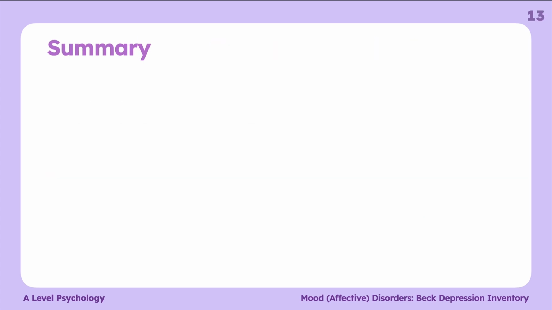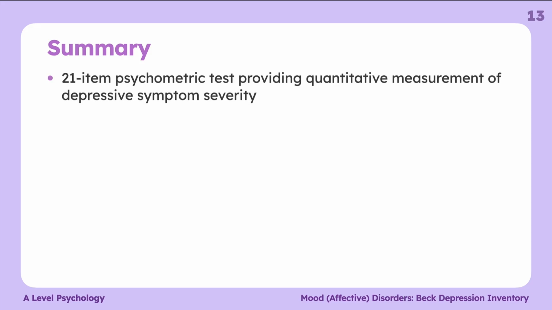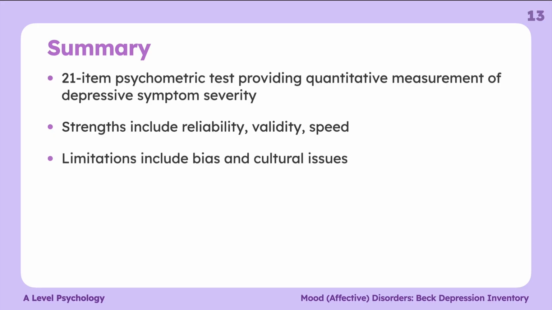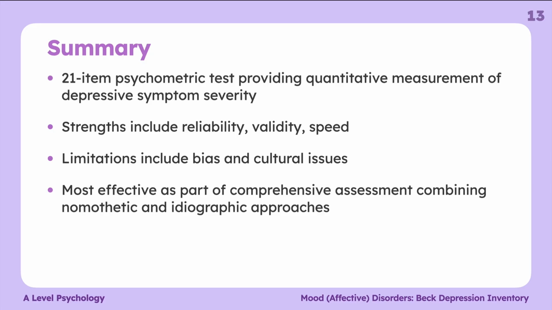Now, let's recap what we've done so far. The Beck Depression Inventory is a 21-item psychometric test that provides quantitative data on depression symptom severity. Its strengths include good reliability and validity, speed, and usefulness for tracking. However, its limitations include susceptibility to social desirability bias, potential cultural insensitivity, and its focus on individual rather than situational factors. While the BDI is a valuable tool, it's most effective when used as part of a broader, more comprehensive assessment.